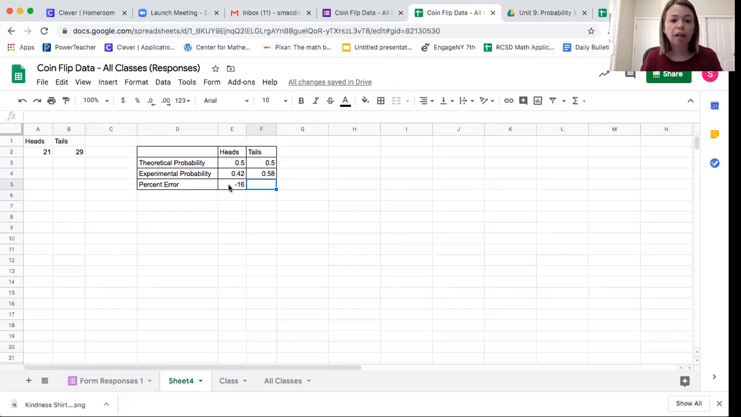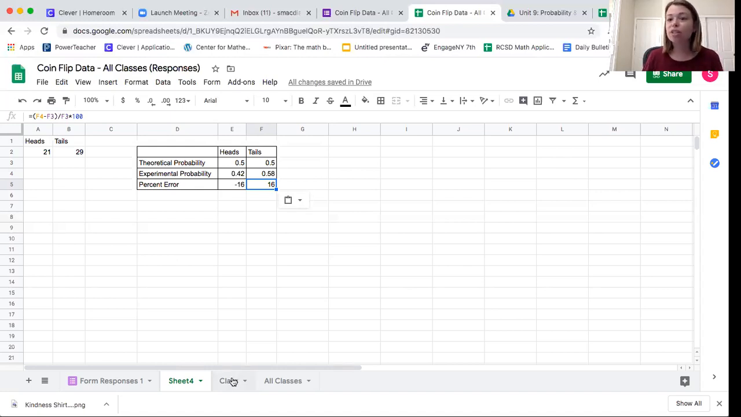So let's go ahead and calculate this. I'm going to copy it and paste it over so that it automatically does this. Now, here's the deal. The percent error is going to be the same for both heads and tails because it was the same experiment. Okay, so the percent error for this student's set of data is 16%.